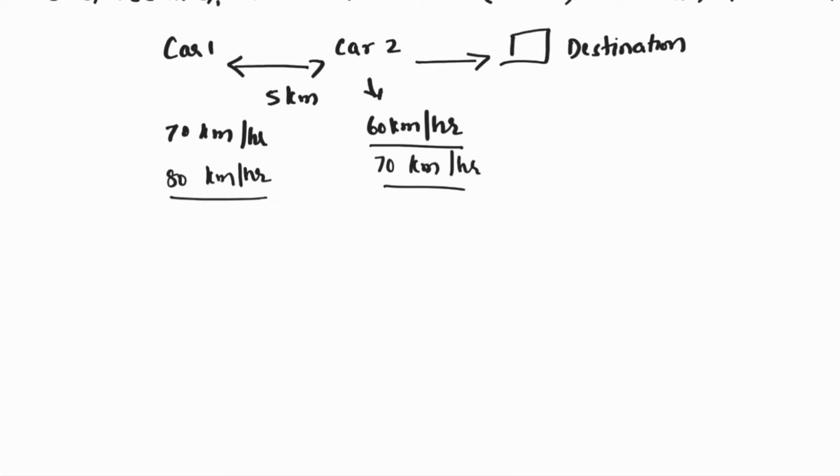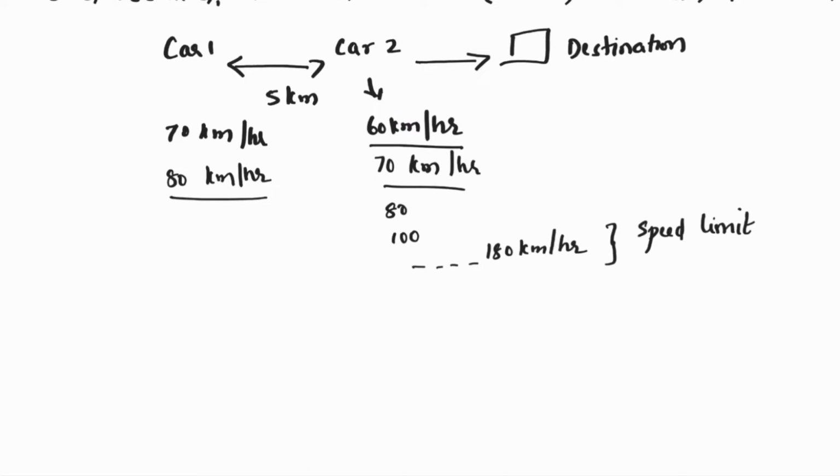Now, what if car 2 is continuously going to accelerate till it reaches its destination? So it will be 70, then it will go to 80, then it will go to 100. It will keep on going, and at one point it will go up to 180 km per hour. Now, the speed limit for car 1 and car 2 is 180 km per hour. This is a speed limit, right? Just for an example, say the speed limit of both the cars is 180 km per hour.